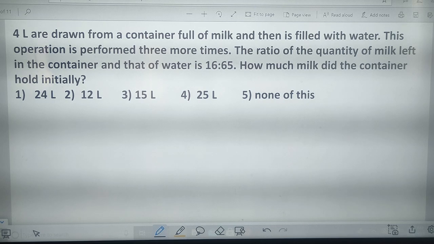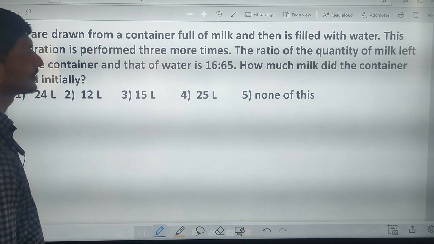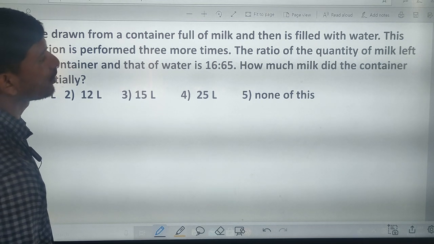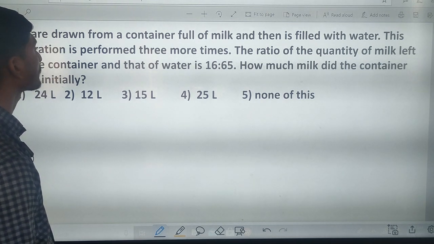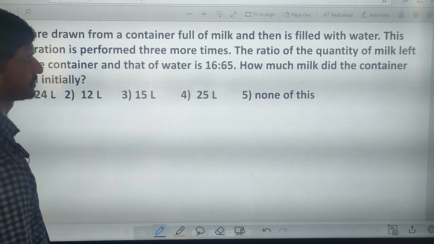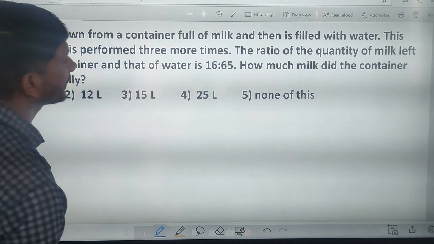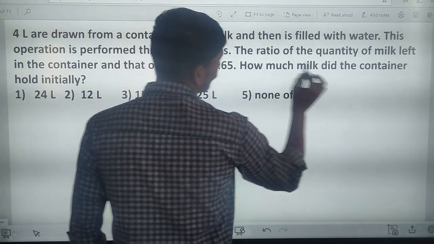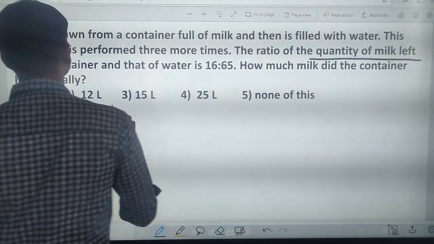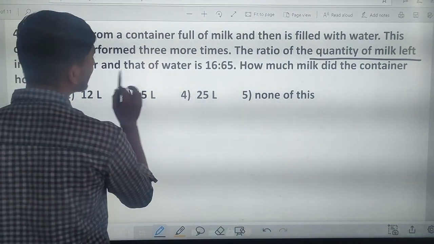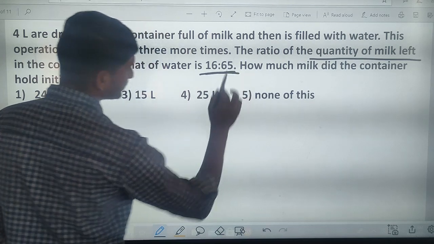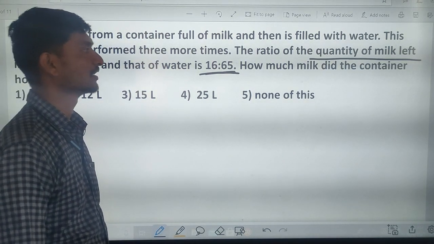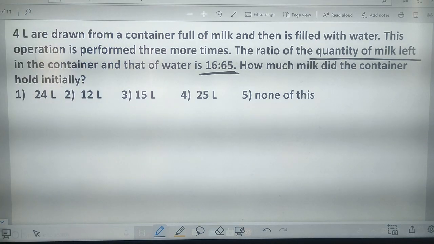Next. Four liters are drawn from a container full of milk and then filled with water. This operation is performed 3 more times. The ratio of the quantity of milk left in the container and that of water is 16:65. How much milk did the container hold initially?